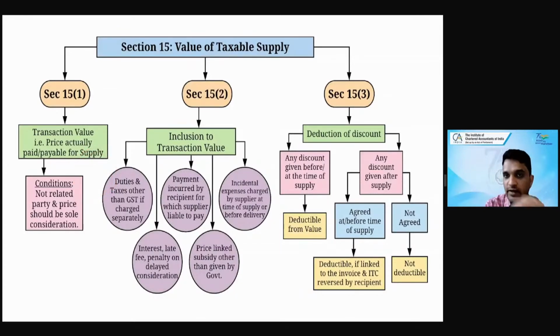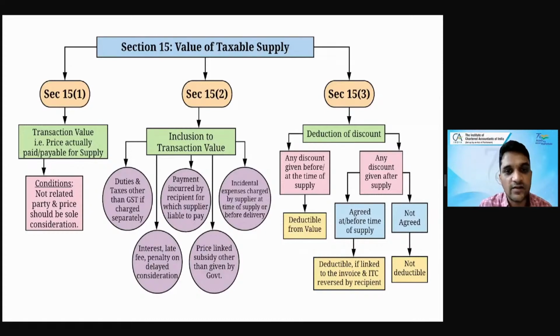You have determined the transaction value, but these inclusions are compulsory, because this situation comes up when you transact with an unrelated party. That's why 15.2 is saying that boss, apart from your transaction value, include this: any taxes and duties which you are charging other than GST, and any payment which is incurred by the recipient for which the supplier is liable to pay. I have to make the payment to my vendor, but instead of me paying it, the customer has paid it. If I reduce it from my price, then GST revenue will reduce, right?